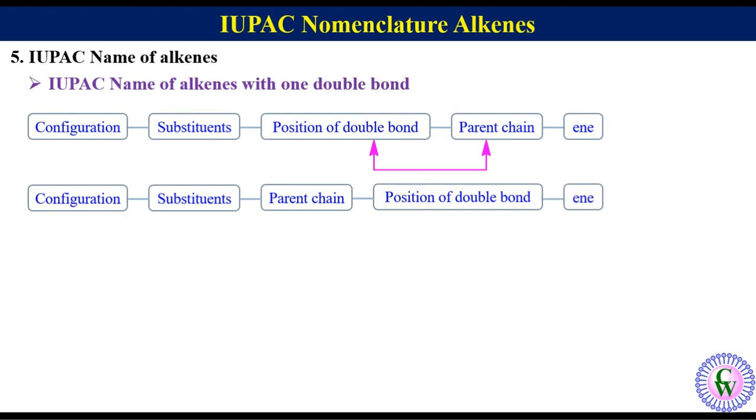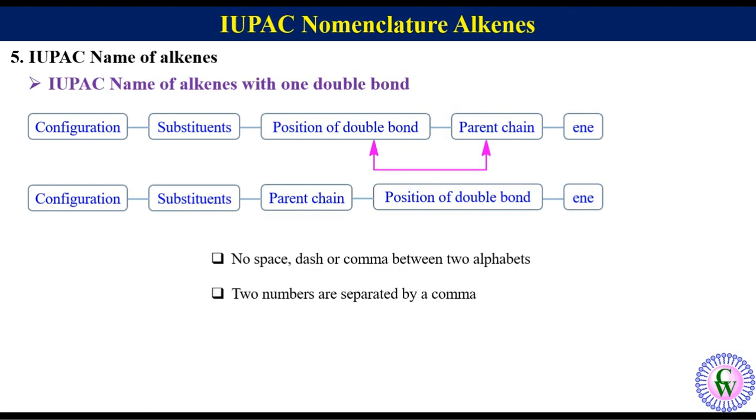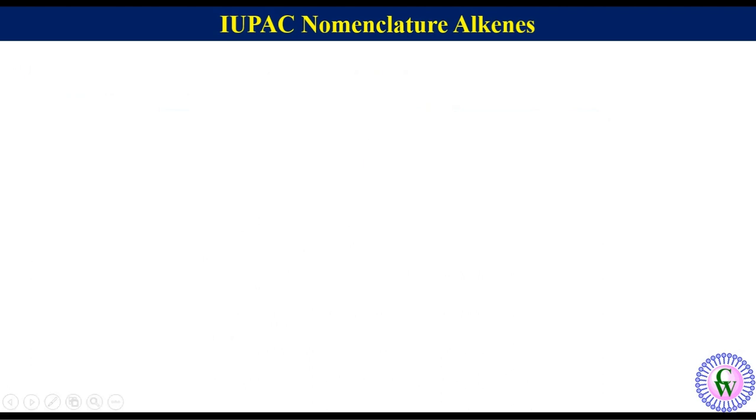While merging these 5 segments, we should take care of these points. There should not be any space, dash or comma between two alphabets. Two numbers are separated by a comma, and a number and an alphabet are separated by a dash. Now we will do an exercise.